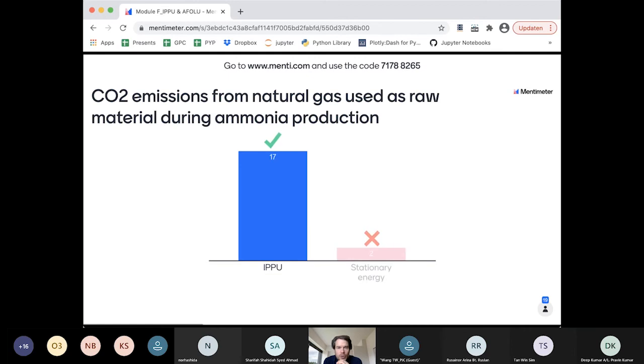And the correct answer is IPPU. Again, we're not talking about combustion here. We're just talking about the release of a raw material during a production process. So this is a release as part of an industrial process, in this case, the production of ammonia, which uses natural gas, but we're not combusting or burning the gas. It's being released as part of an industrial process.